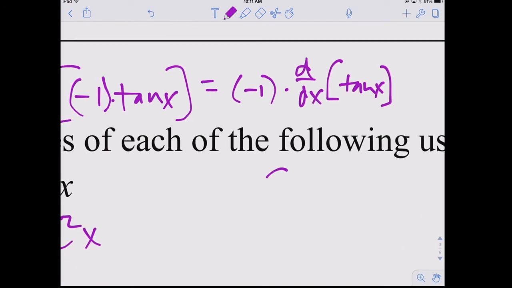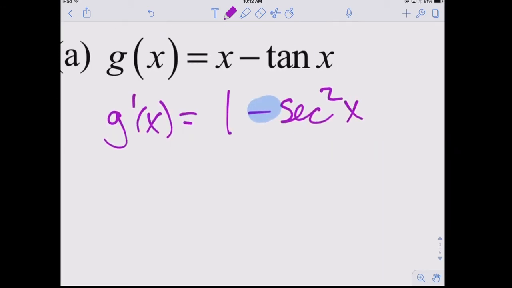It's the same reason if we were like 5 sine of x. What's the derivative of 5 sine of x? 5 cosine of x. You'll see that constant multiples go along for the ride. It's not a variable function. It's a constant. So they go along for the ride.